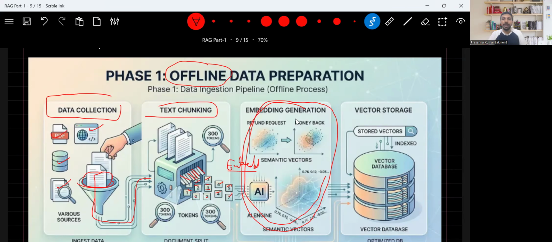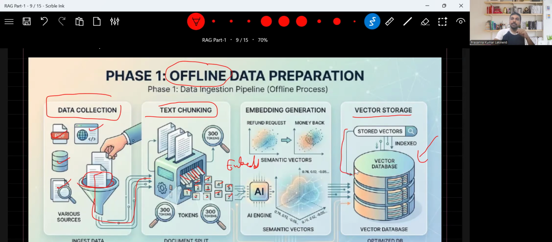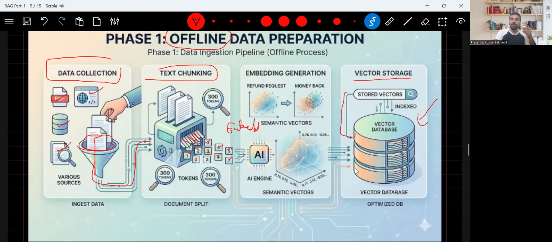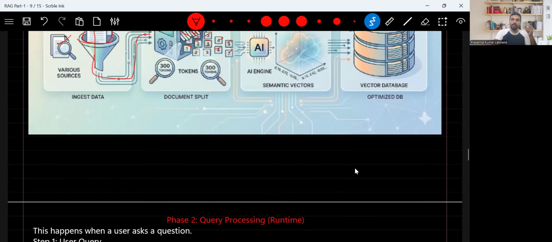Now after embedding, we are storing all these things into your vector storage, that is called the vector database. Here we have indexes. Where are the vectors? What are the indexes? All these things will be stored in the vector database. This is what happens before your retrieval process.